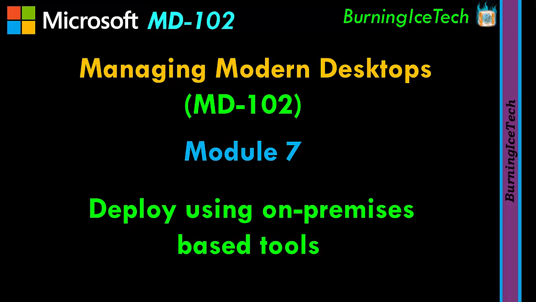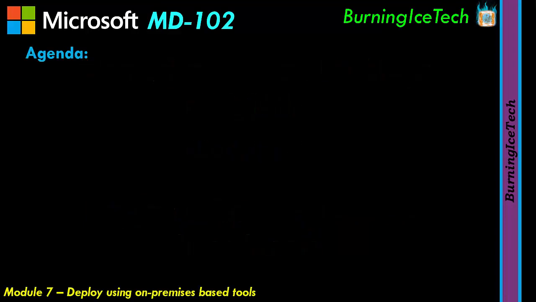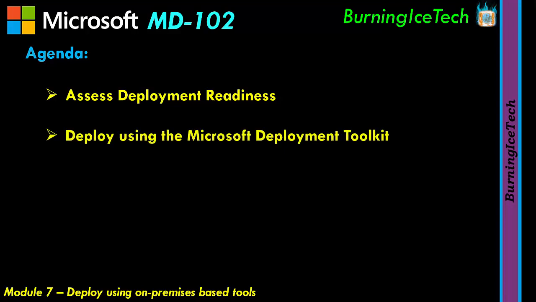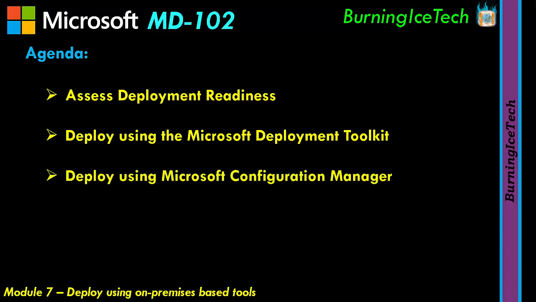Today's module is called Deploy using on-premises based tools. This module consists of three main sections we'll be going into. The first is Assess Deployment Readiness. The second is Deploy using the Microsoft Deployment Toolkit. And the last section we'll be covering, guys, is Deploy using Microsoft Configuration Manager.